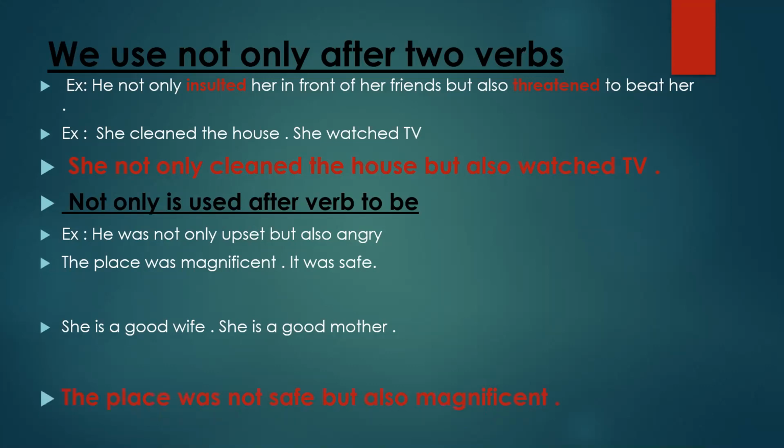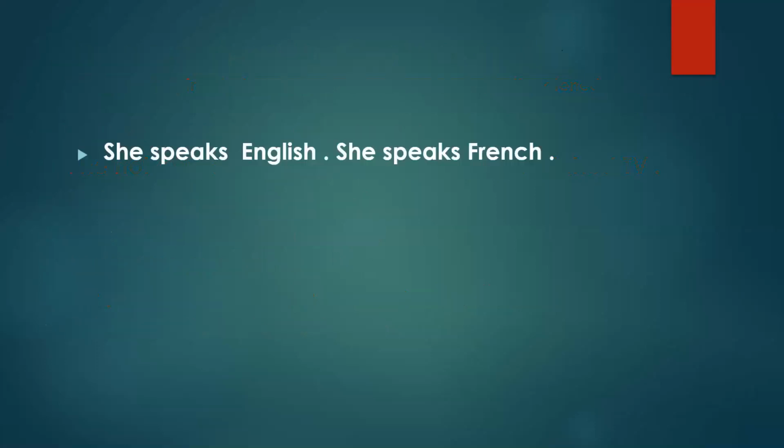She is a good wife. She is a good mother. Will somebody help me to join these two sentences? Yes, Muhammad, go on. She's not only a good wife, but also a good mother. Thank you, my dear. So again, as Muhammad said, she is not only a good wife, but also a good mother.